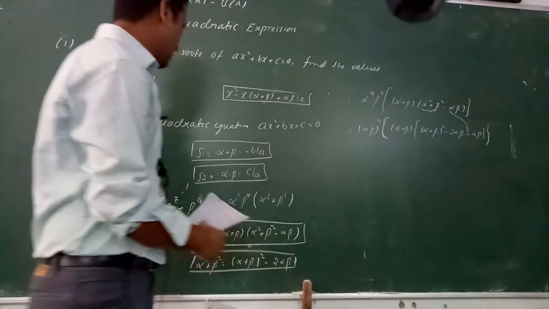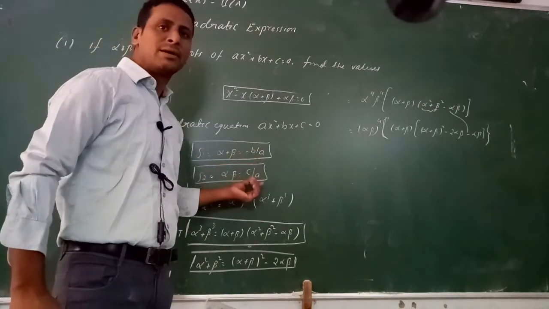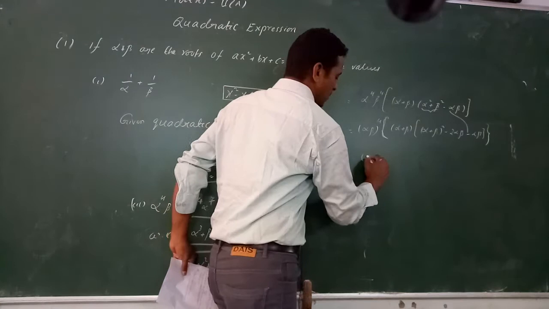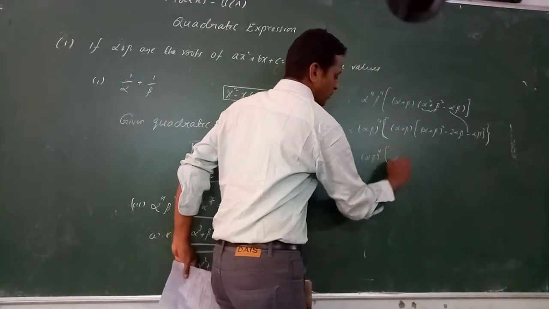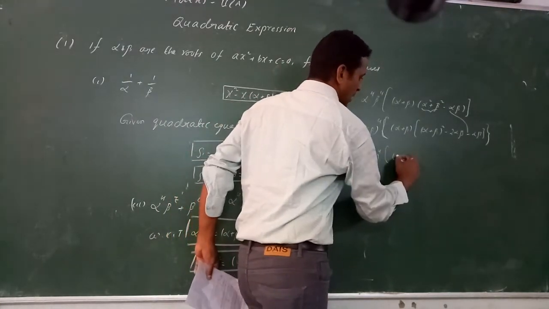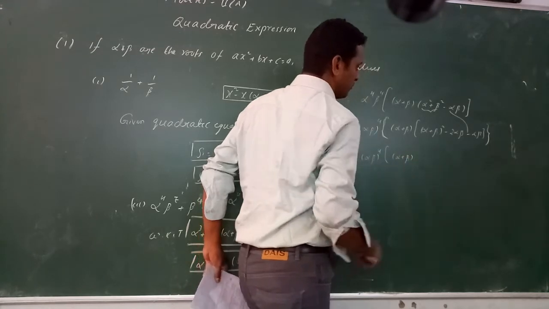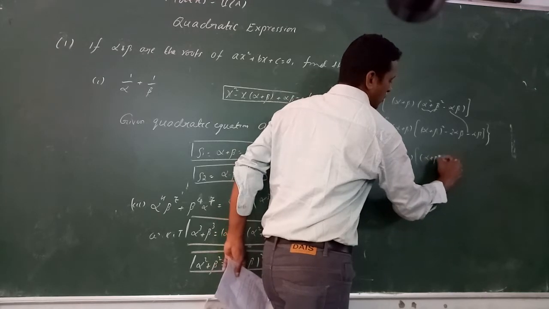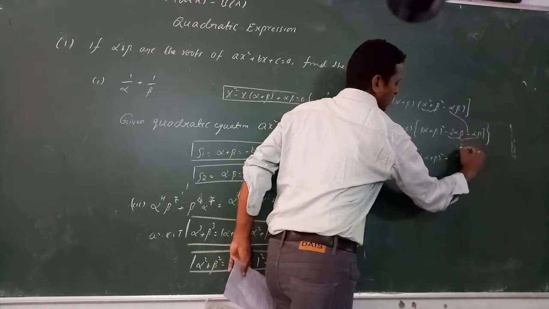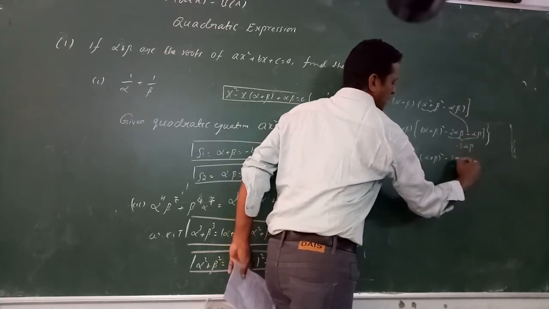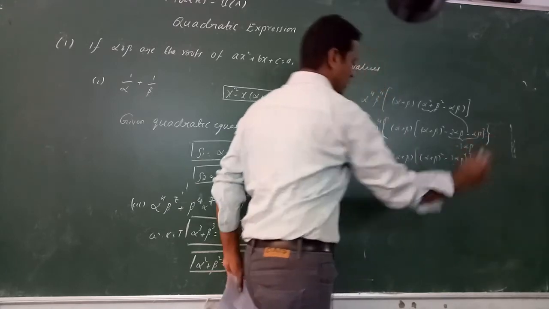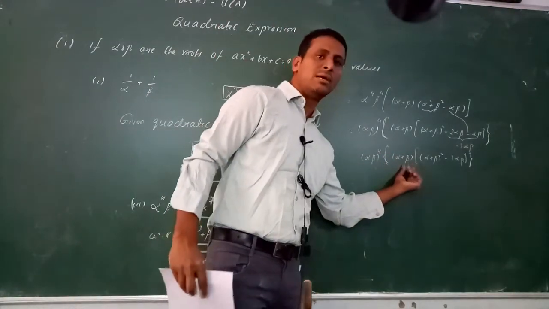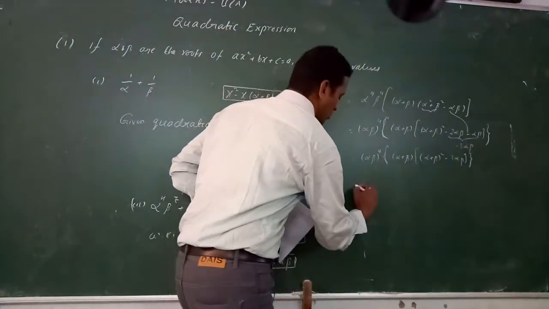Now you know the sum of the roots and the product of the roots, substitute here. So that is equal to alpha beta whole power 4 into alpha plus beta into alpha plus beta whole square minus 3 alpha beta. Now the product of the roots value is c by a, and the sum of the roots is minus b by a.